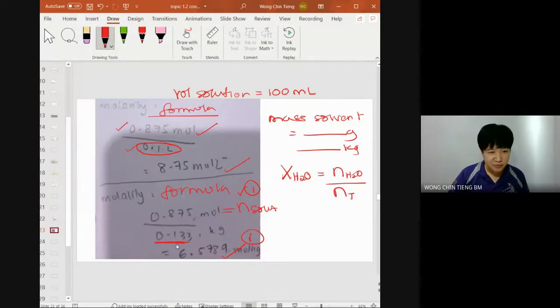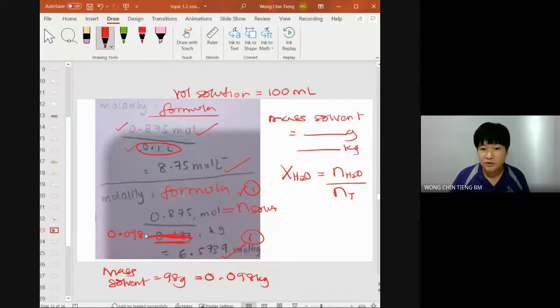This is not 0.133. The mass of solvent that they gave is 98 gram, which then equals 0.098 kg. Yes, thank you Izzah. So your mass of solvent should be 0.098 kg. Right, class? My mistake. So the answer should be 0.875 divided by 0.098. Izzah, your answer?